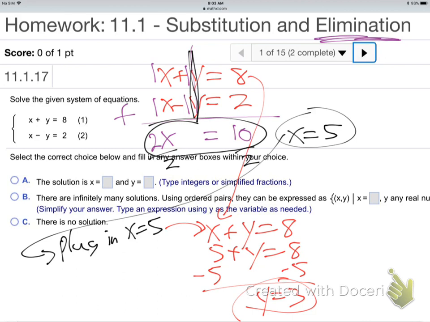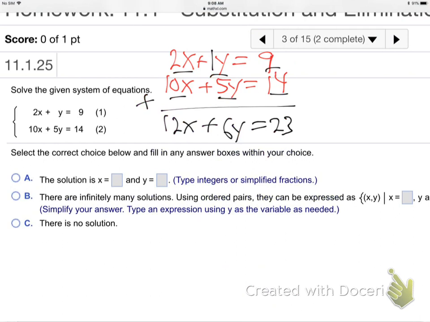So what's the difference? What happened here that when I added them, stuff canceled? The y's were opposites, weren't they? We had a plus 1y and a minus 1y. Whereas right here, the y's are not opposites. I got a plus 1y and a plus 5y. That's not going to work. So you've got to make them opposites before you add. You remember this from algebra? You've got to make them opposites before you add.